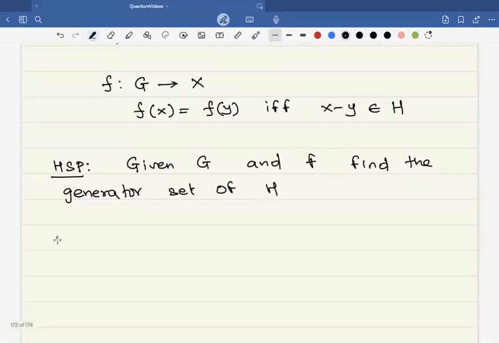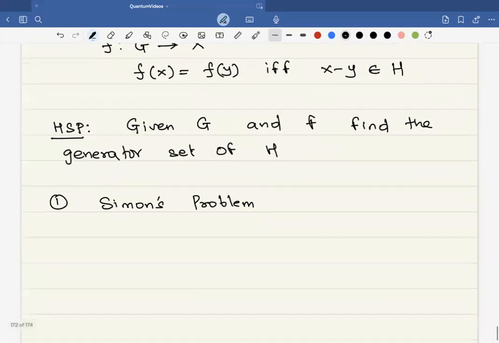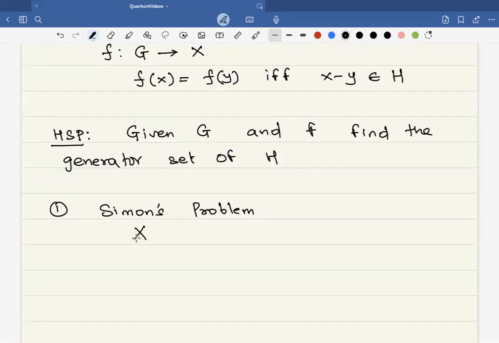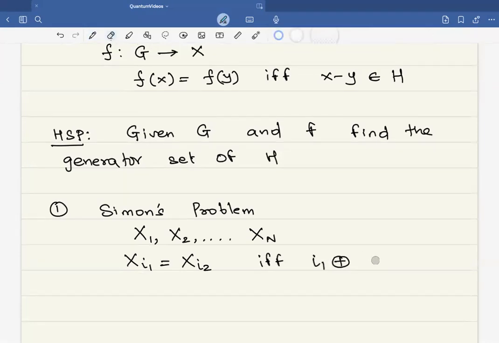The first one is Simon's problem. Recall that in Simon's problem, we have a set of numbers x1 through xn, and xi1 is equal to xi2 if and only if there exists a hidden number s such that i1 plus s is equal to i2. And our goal is to find this hidden period s with few calls to the database, which consists of x1 through xn. So n is equal to 2 to the power n over here.